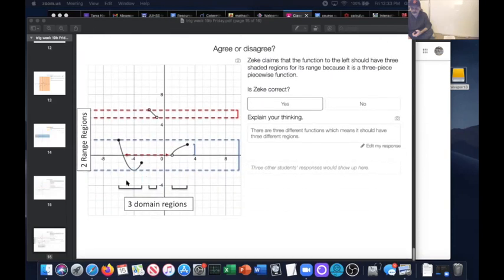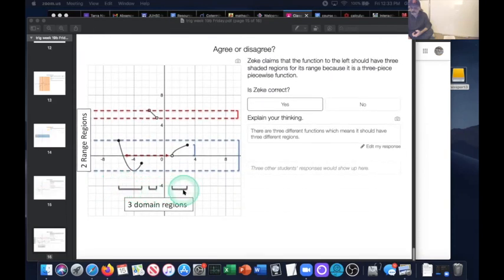Okay. So there are three regions for the domain, but there are only two regions for the range. So the answer would be no. Now, there are two regions for the range because it is true that the largest possible value up top would be getting to 6, and the smallest possible value in the bottom would be getting to 2. But notice there's a region in between where there's no valid value. So there's a gap between the top range region and the bottom range region, right?